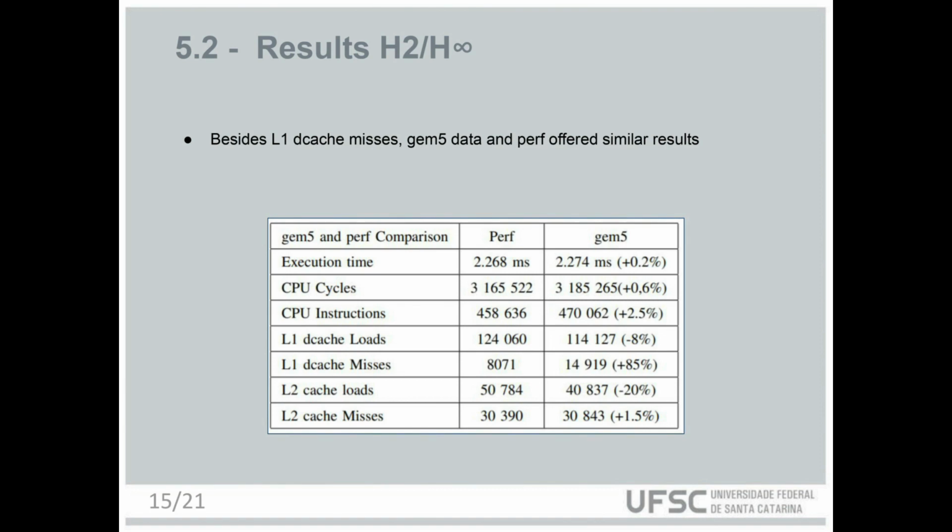For this control program, we also ran some additional tests on the real Raspberry Pi 3 board. We used the perf tool to collect CPU data such as level 1 and level 2 cache loads and misses, total CPU cycles and instructions, and of course execution time. What we saw was that when we compared the gem5 simulation results and the perf data collected from the Raspberry board, we had similar results, with an exception of level 1 data cache misses, which showed a big mismatch of around 85%.